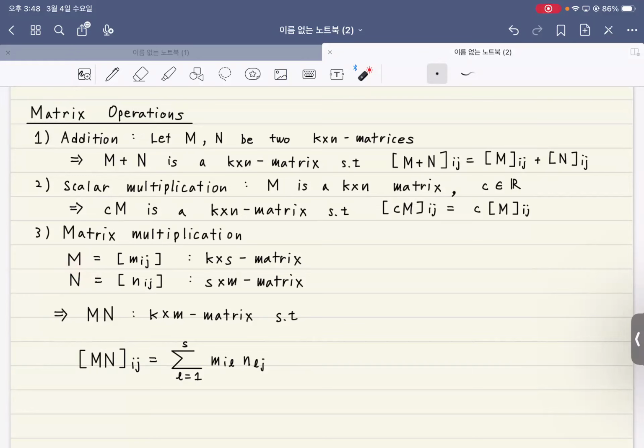Say that the matrix M is a K by S matrix, and N is an S by M matrix. The point here is that the number of columns of the first matrix and the number of rows of the second matrix must agree. Okay, so suppose that you have two such matrices, then M times N is going to be a K by M matrix, defined like this.